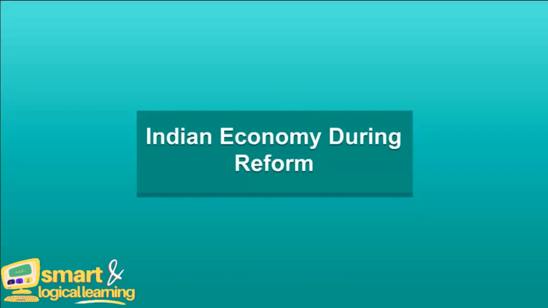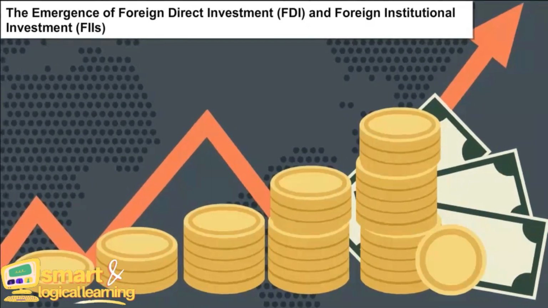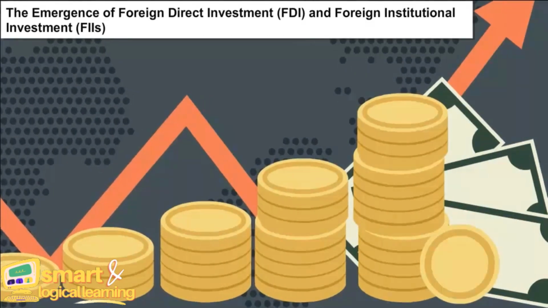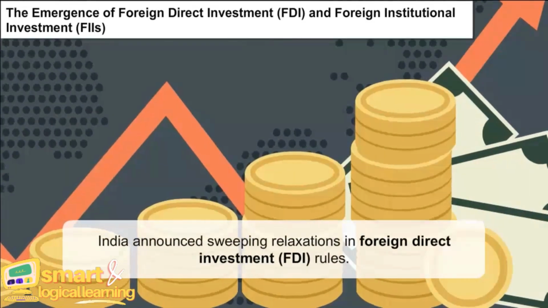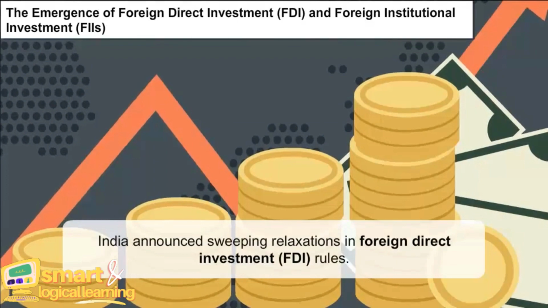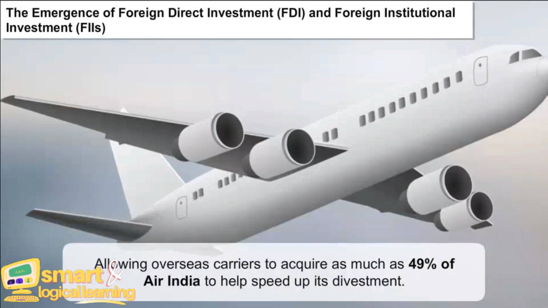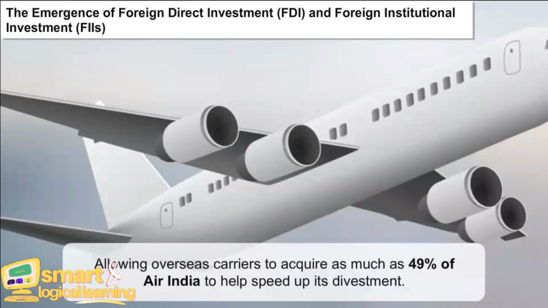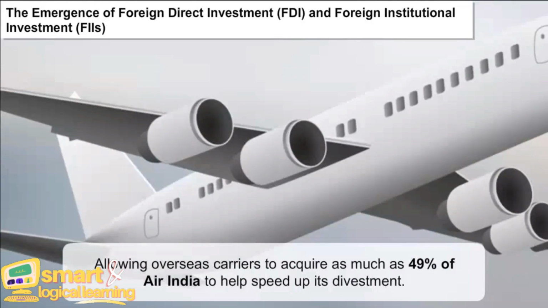Indian economy during reform. The emergence of foreign direct investment, or FDI, and foreign institutional investments, or FIIs. India announced sweeping relaxations in foreign direct investment, or FDI, rules in single brand retail and other areas, besides allowing overseas carriers to acquire as much as 49% of Air India to help speed up its divestment.